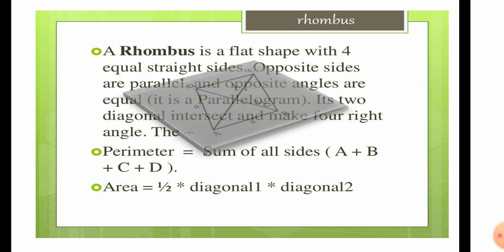Perimeter, you are aware, all sides are equal, so the sum of all sides is 4 into side. And area is 1 upon 2, diagonal 1 into diagonal 2. There is also a derivation for this: area of rhombus is also 1 upon 2, diagonal 1 into diagonal 2. In class 8 also, in reference books, this was given, and this time in class 9 this is given in NCERT also. We will discuss it in the class.